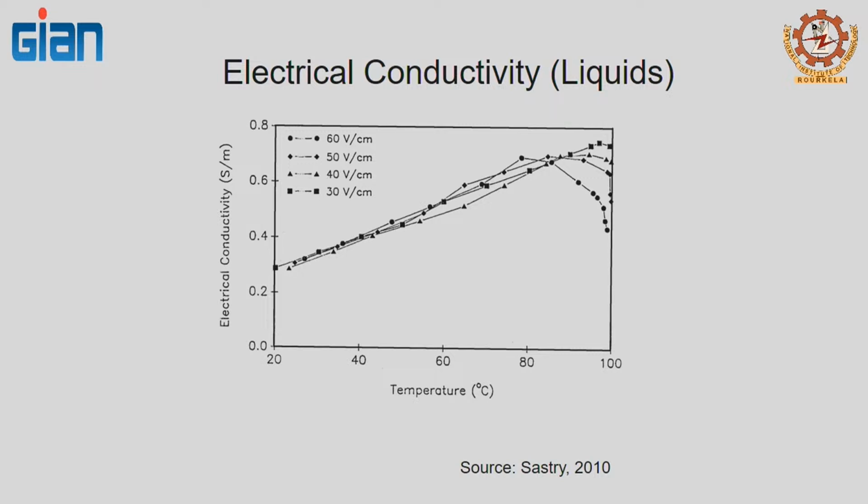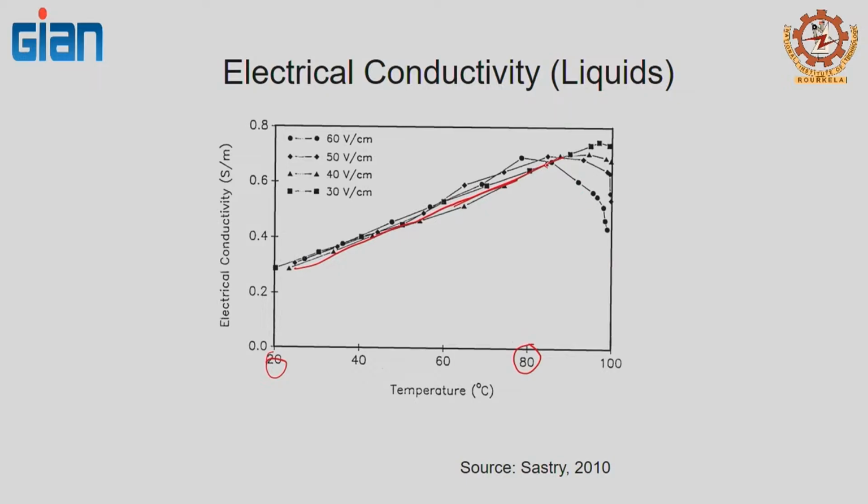This is showing for a liquid, for example, orange juice, and again at the different voltage gradients what happens. Generally, as you increase the temperature from 20 to 80 Celsius, you can see that straightforward increase.